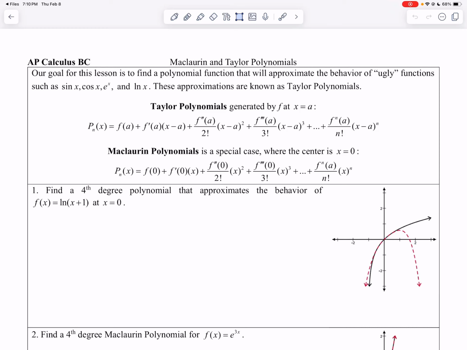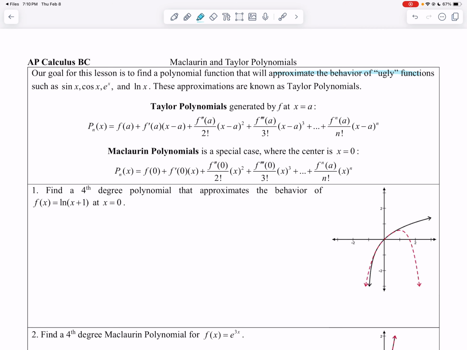Alrighty, in this video we are going to be talking about Maclaurin and Taylor polynomials. And essentially, as we begin Unit 3, our main goal is to approximate the behavior of ugly functions, so sine of x, cosine of x, e to the x, and ln of x, and make them prettier by making them a polynomial.